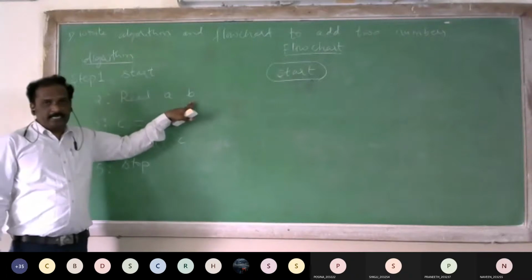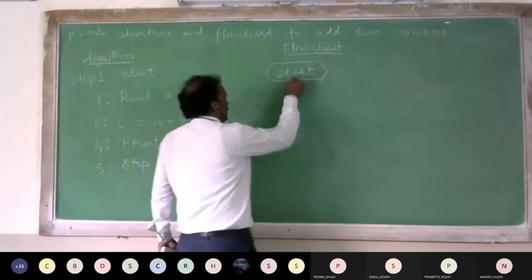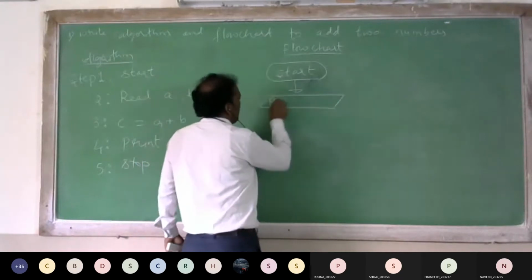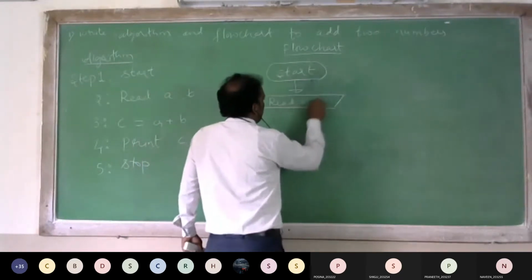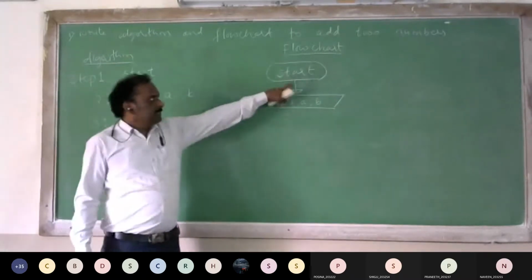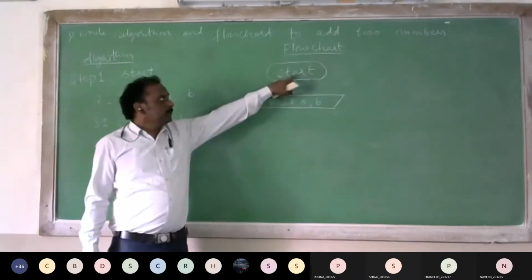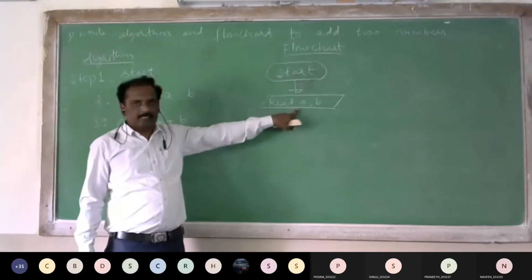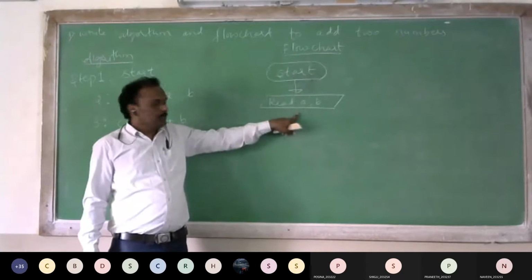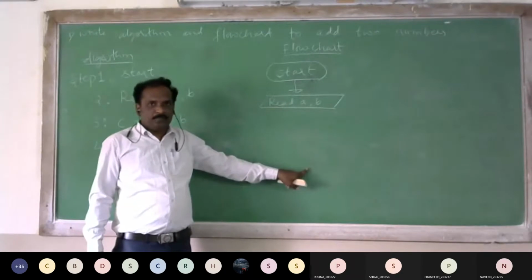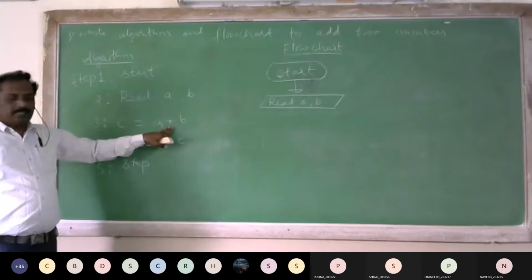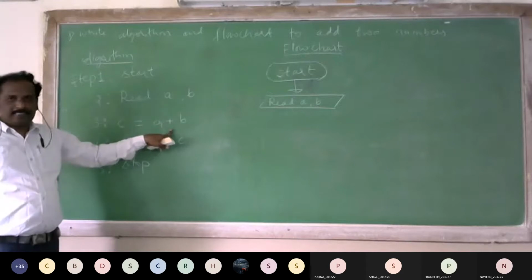So read means input. Next step is read A, B. See here, I have used the arrow. That means the flow is coming from this symbol to this, in this direction. This is the arrow. The arrow is used to represent the flow of the problem. Next, C is equal to A plus B. This is the calculation part.